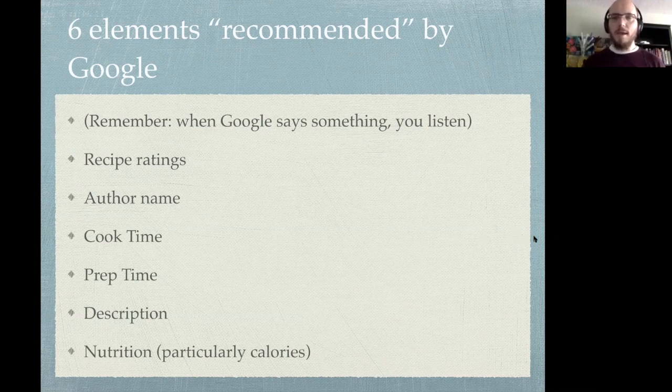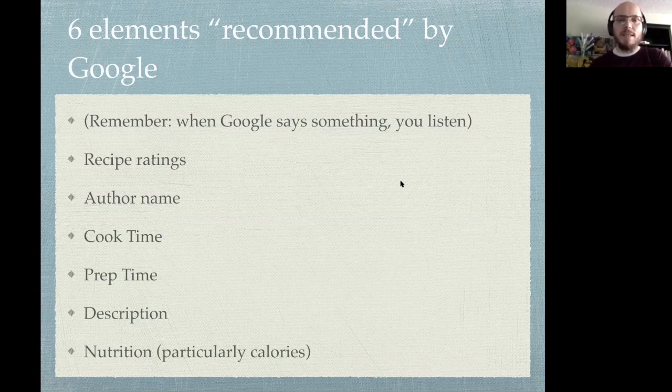That's really good. Okay, so yeah, 6 elements that are recommended by Google that we want to pay attention to are recipe ratings. This is the number of stars that a recipe receives by the public. So your visitors come and they can click on a rating to rate the recipe, 5 stars, 4 stars, and so on. Author name, so who created this recipe. Cook time, prep time, description is also recommended, and nutrition, in particular calories.